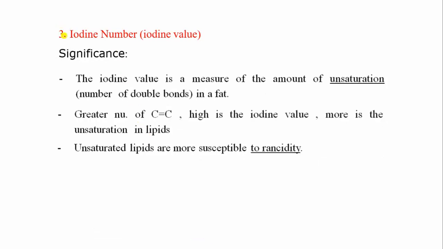Now, the significance of iodine number. The iodine value is a measure of the amount of unsaturation in the fat. The greater the number of carbon double bonds, the higher the iodine value, and the more unsaturation in the lipid. Unsaturated lipids are more susceptible to rancidity.